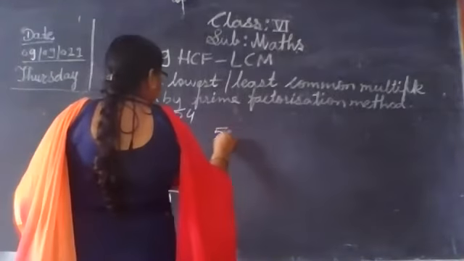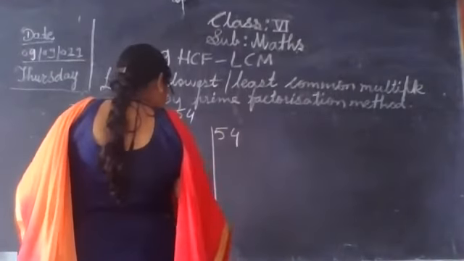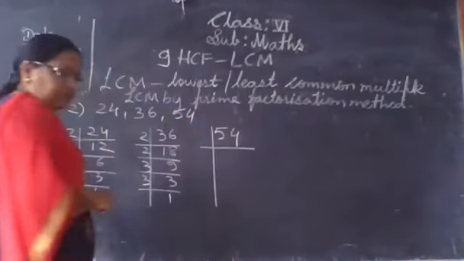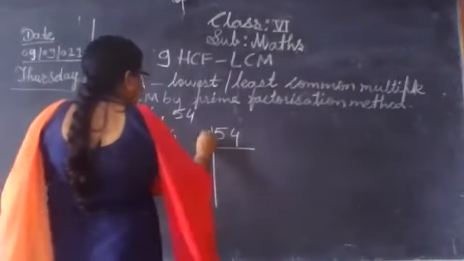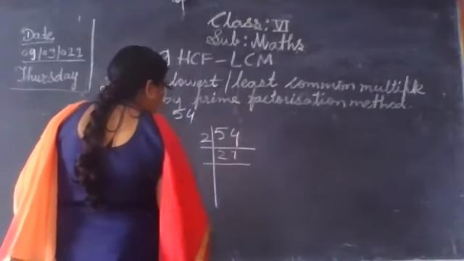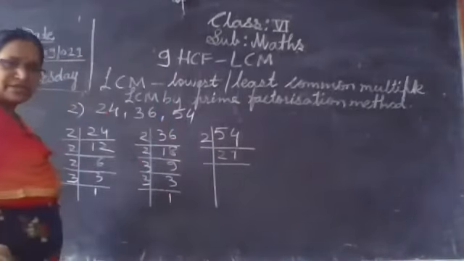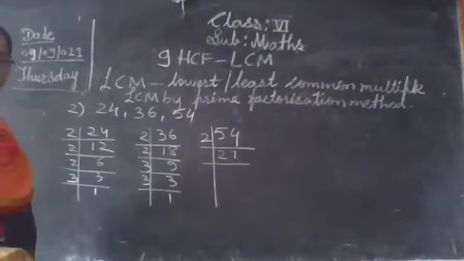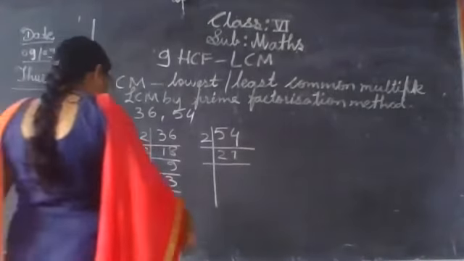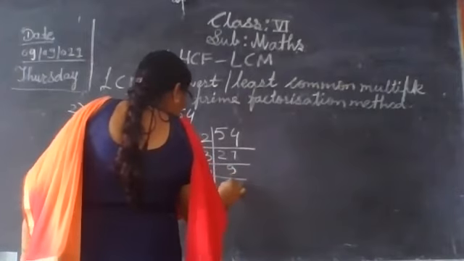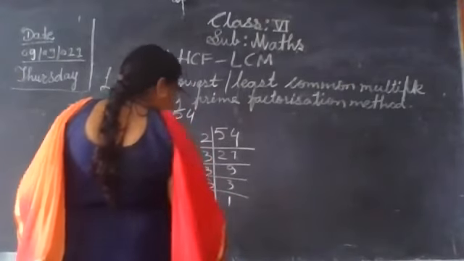54. Even number, 54 is an even number. So we will start by 2. 2 27s are 54 and 2 7s are 14. Now 27 is the odd number. Okay. So the next prime number is 3. Yes, 27 is a multiple of 3. 3 9s are 27. Then 3 3s are 9 and 3 1s are 3.